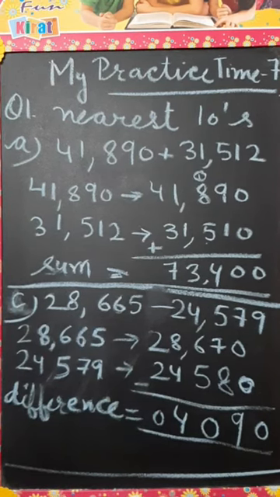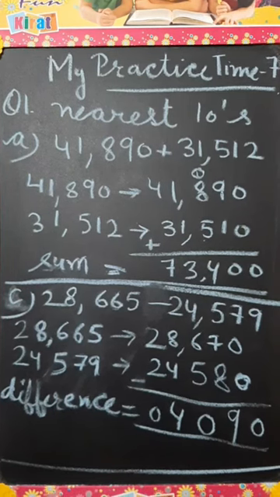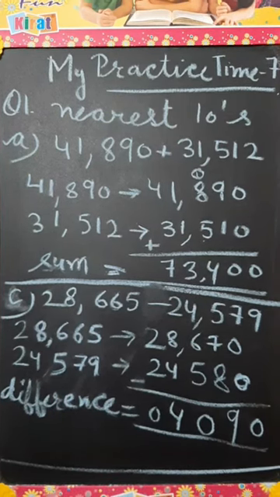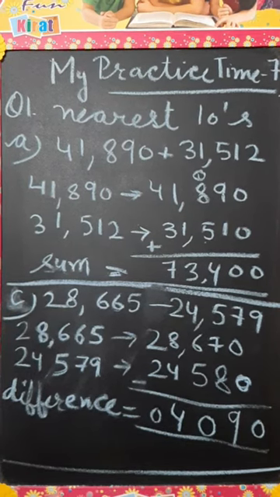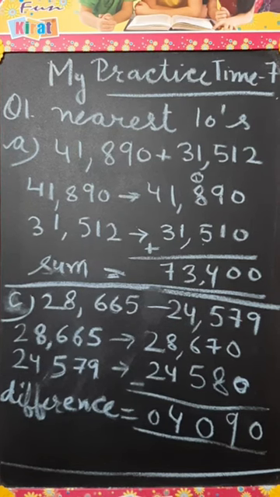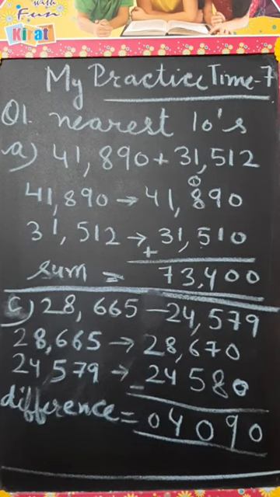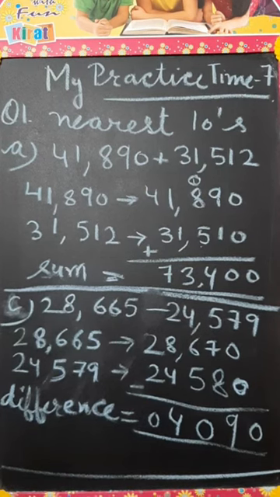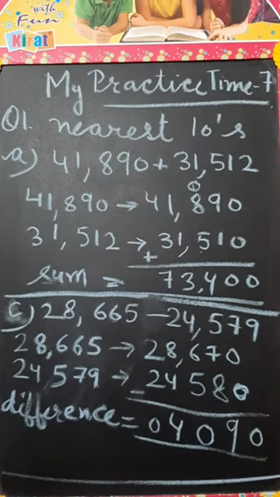If the digit in the ones place is 5 or more than 5, then the tens digit is rounded to the next 10. If the digit in the ones place is less than 5, the digit at the tens place remains the same, but the digit in the ones place becomes 0. This rounding off you have done in chapter 1 before My Practice Time 4. Now you have to revise this and see in this question.